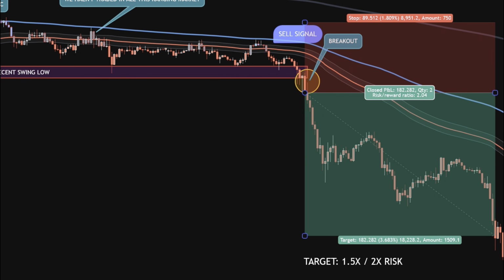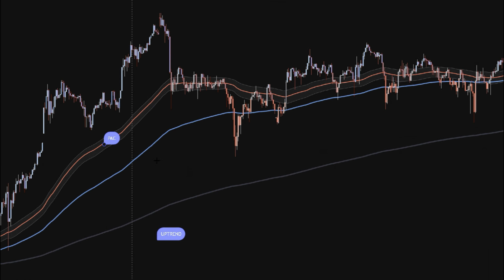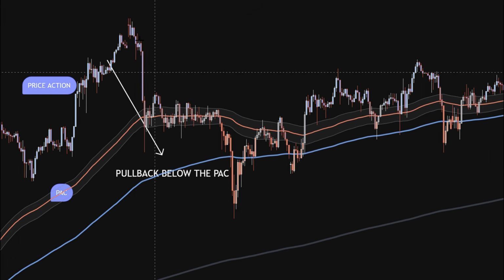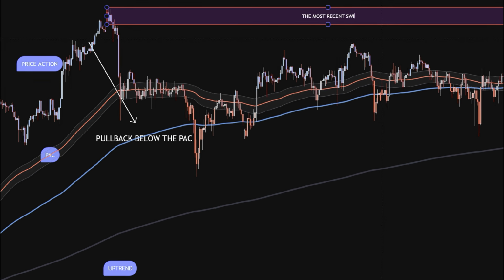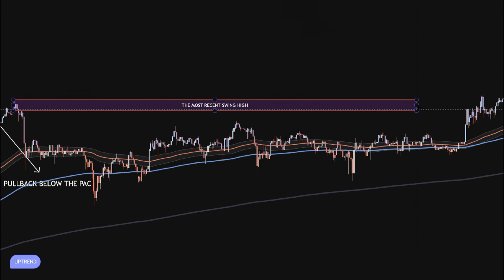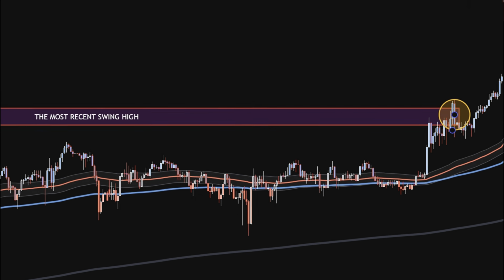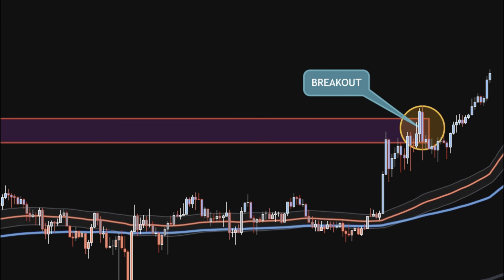Math. The truth is, this works in reverse for long trades. Price above the 200 and 600, bullish momentum, wait for a pullback below the pack, find the most recent resistance, the swing high before the pullback. When price breaks above that pack and above that resistance, you've got your long trigger. A stop loss below the recent swing low or EMA lines. Same risk management, same logic, just flipped.